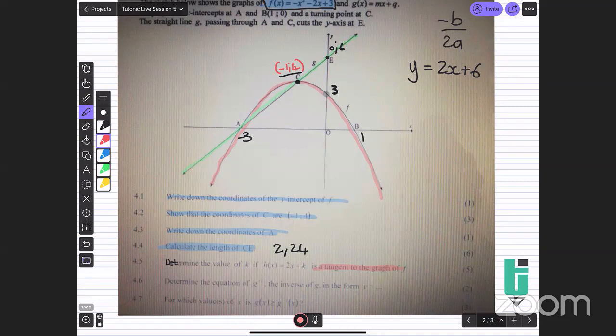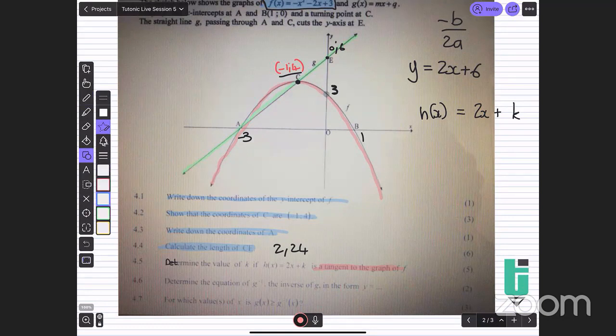So it says a tangent. You said the gradient of the graph is the same as the gradient of the tangent. Let's write it out: h of x equals 2x plus k. What do you read when you see that statement? It's a straight line graph. Yes. What else about the graph? The gradient is 2.